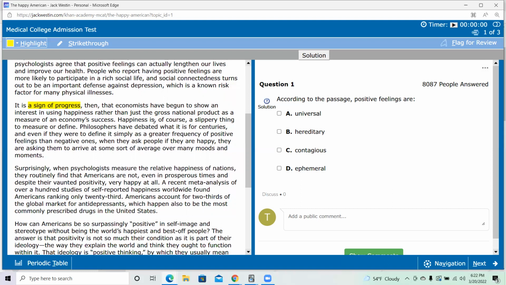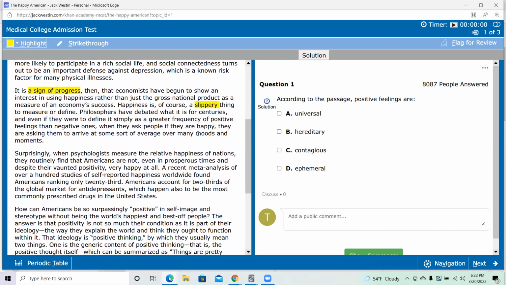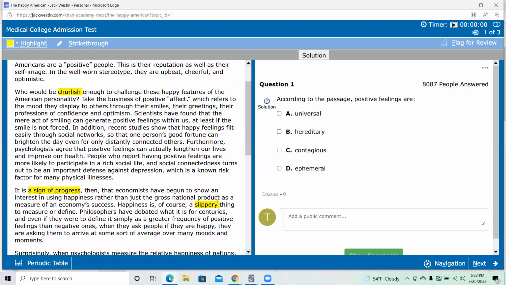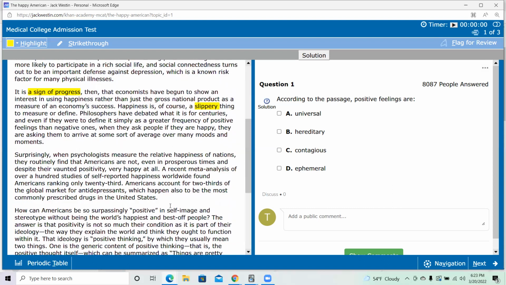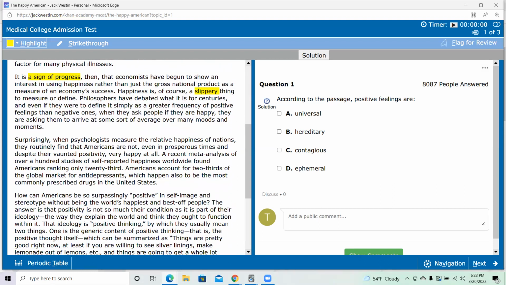Next thing, happiness is, of course, a slippery thing to measure or define. Philosophers have debated what it is for centuries, and even if they were to define it as simply a greater frequency of positive feelings than negative ones, when they ask people if they are happy, they are asking them to arrive at some sort of average over many moods and moments. So here, he expresses a little bit of doubt, right? He expresses that happiness is difficult to explain. At this point, there's a little bit of a turn. Throughout here, he's been talking about how happiness is great, everybody's happy, right? But here he says, well, what is happiness? There's a bit of a turn in what the passage is talking about.